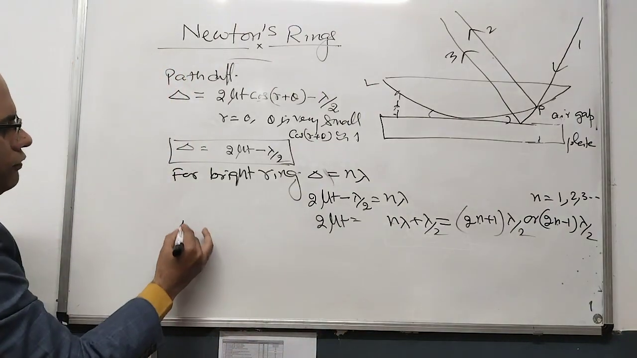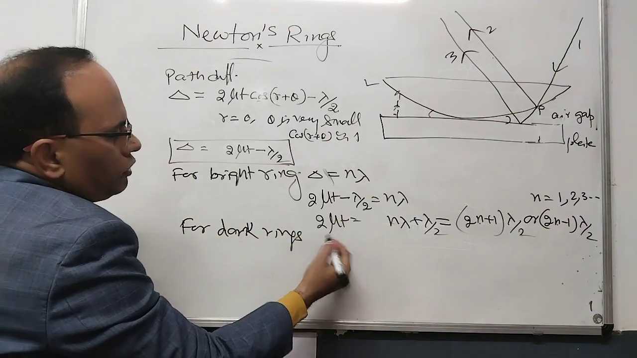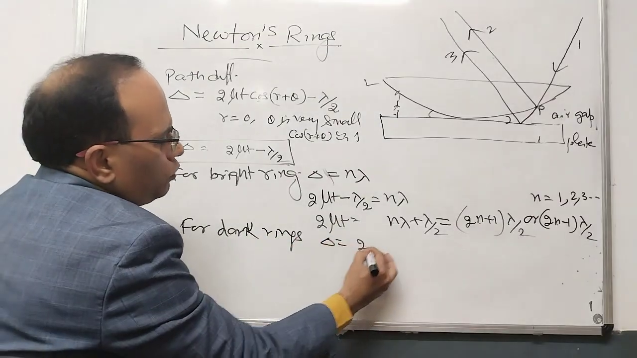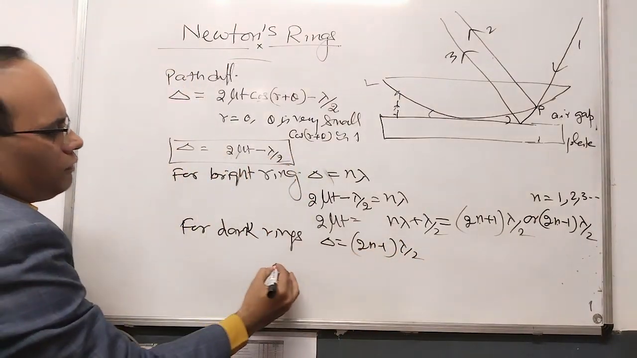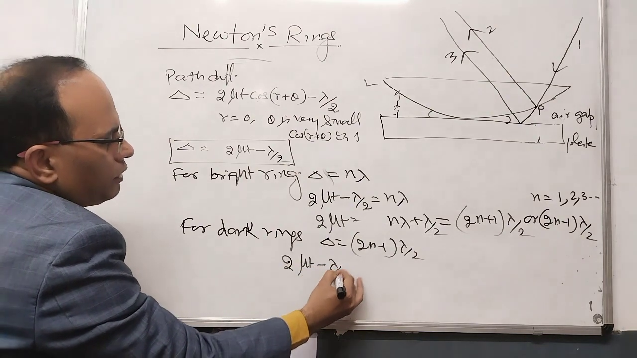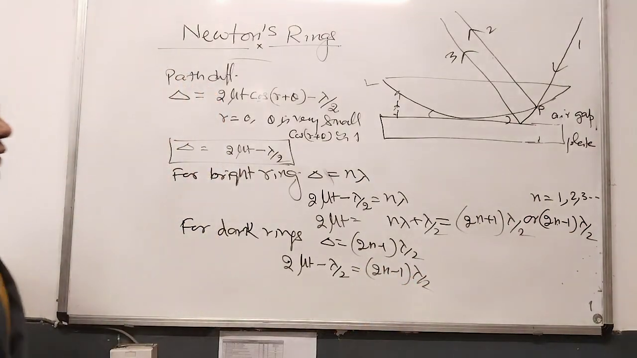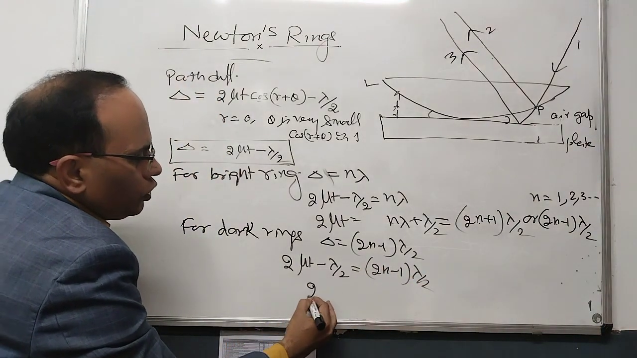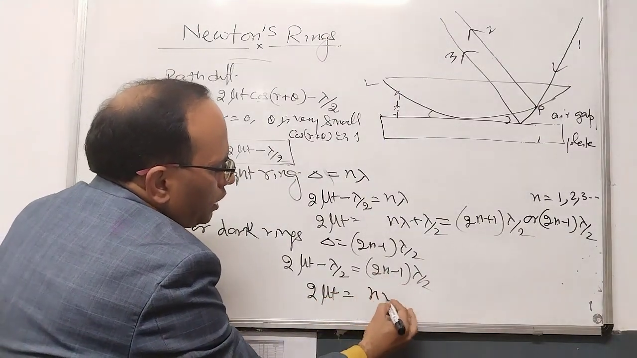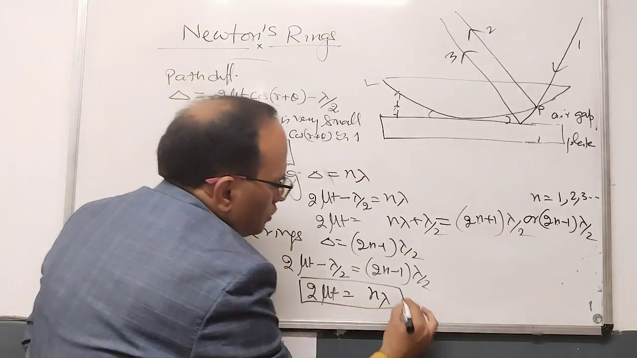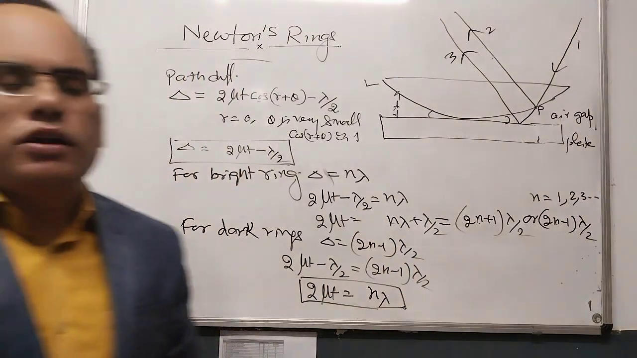Now the second condition, for the dark ring. For the dark ring, we write that delta is equal to (2n minus 1) into lambda by 2. In that case, this path difference will satisfy 2 mu t minus lambda by 2 equal to (2n minus 1) into lambda by 2. If we simplify this, then 2 mu t simply becomes n lambda. So when these two conditions are satisfied, your film will appear dark and bright.